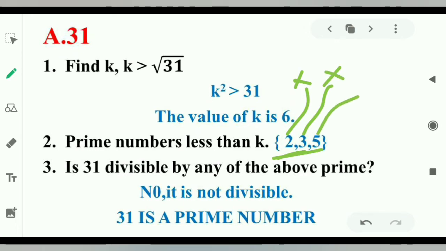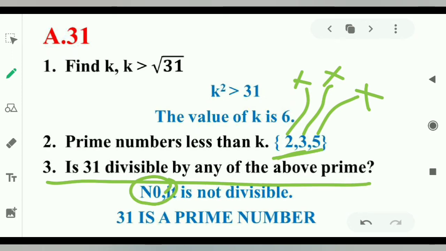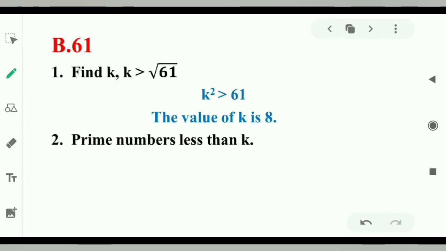Next, 5. No, it is not divisible by 5. Why? Because all the numbers which are divisible by 5 end with the unit digit 0 or 5. Here the number ends with 1, so it is not divisible by 5. So the answer to the question is no, it is not divisible. When the answer is no, our given number is a prime number. Good. Okay, we have successfully completed checking the first option. Let's begin the second option.